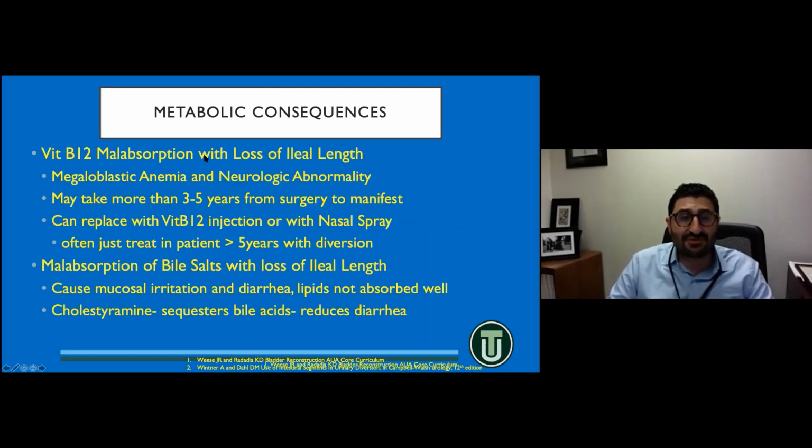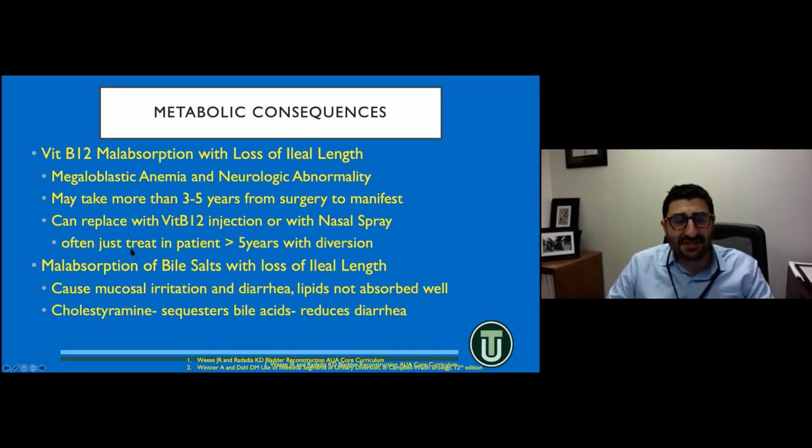Vitamin B12 malabsorption is associated with loss of the ileum. This results in a megaloblastic anemia and neurologic abnormalities. It may take 3 to 5 years to present, as the B12 stores in the liver may take a while to deplete. So you can replace vitamin B12 with injection or with a nasal spray. Oftentimes people just treat them after about 5 years, regardless, and not necessarily check B12 levels.